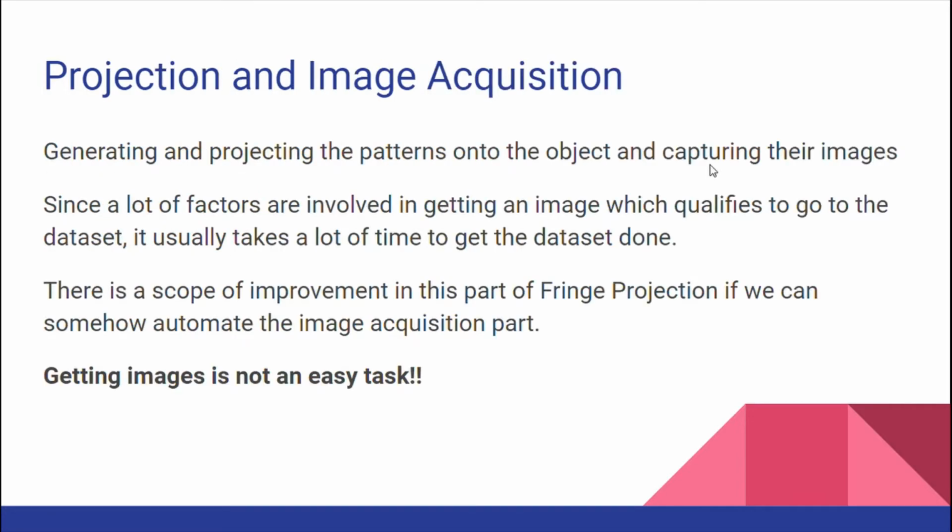The first step in getting the shape of the object under inspection is to project the fringe pattern on the object and get the deformed fringe pattern. This is the most important process because all the subsequent processes are largely dependent on how well we capture the deformed pattern. Factors such as surrounding light, exposure time, etc. are involved in getting a good snapshot. Thus, it usually takes a lot of time to get the perfect deformed images so that they can go into the data set.